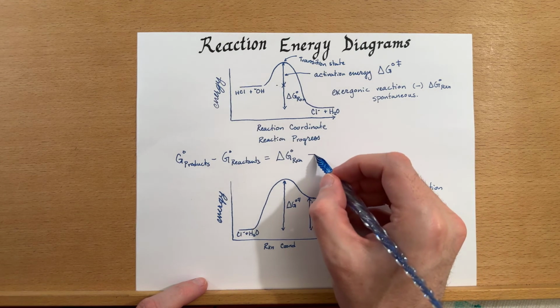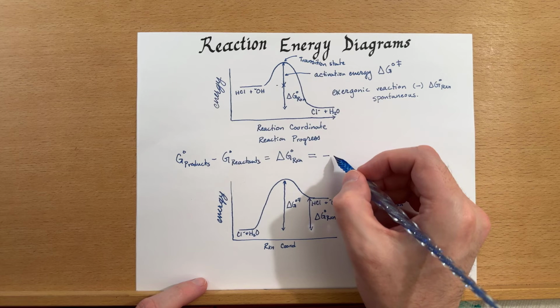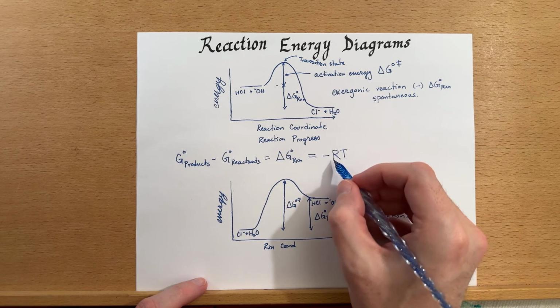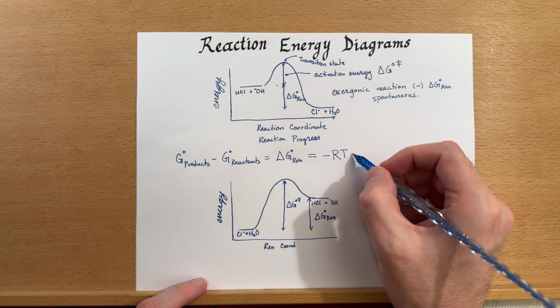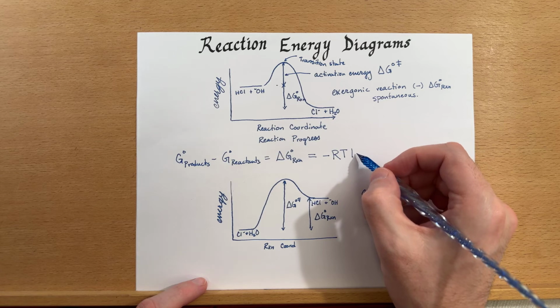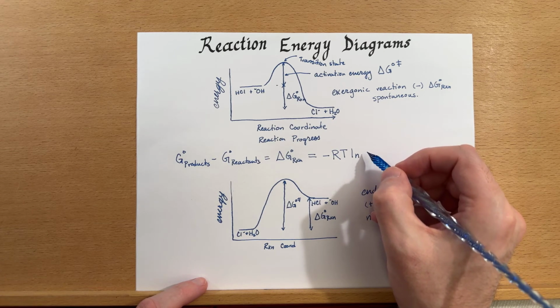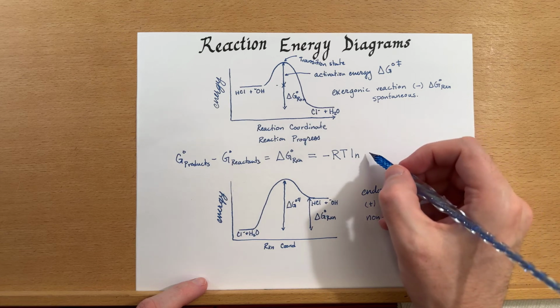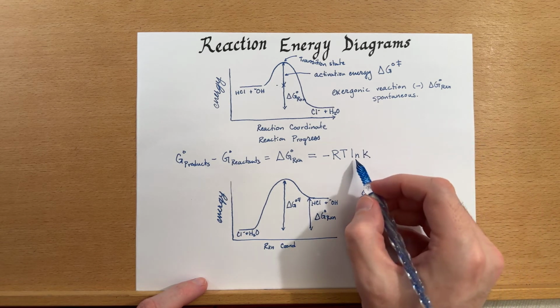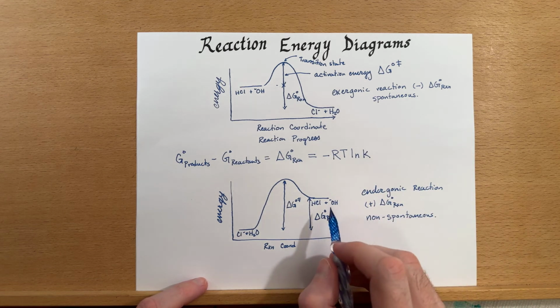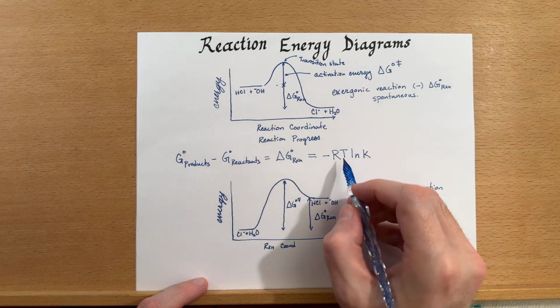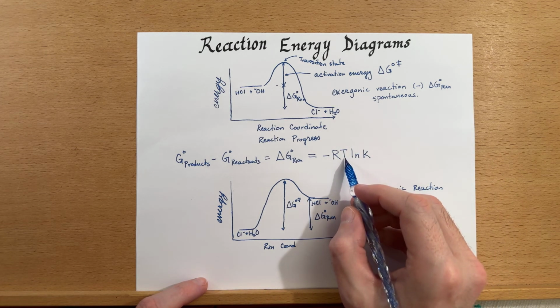But further, that's also equal to negative RT, so the R is the gas constant, but make sure you're using the right units on R, the 8.314, and that's the one in joules per mole Kelvin. And then we have the natural log of the equilibrium constant. So you can see, hopefully, that R is a positive number and temperature is a positive number because you should be using Kelvin in this. You need to use absolute temperature.